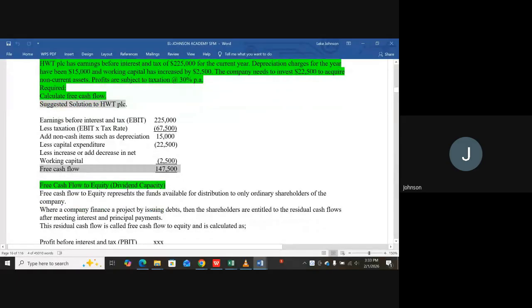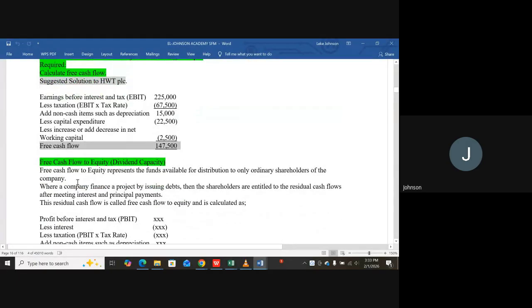So we now move further and say, what if we want to prepare free cash flow that belongs to only the equity holders? Let's settle the debt holders, and only leave the cash flow that belongs to the equity holders.